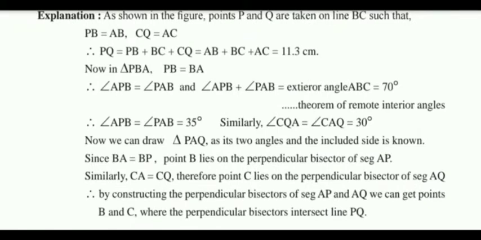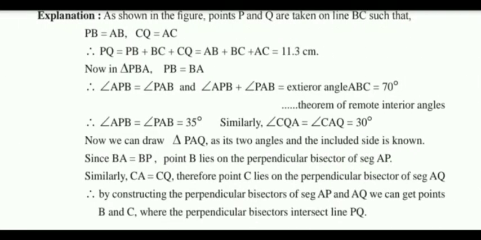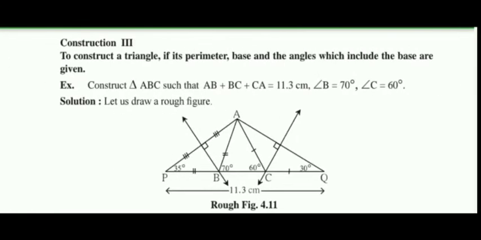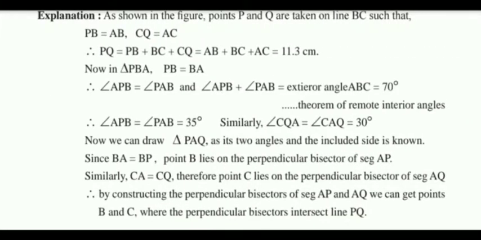Now in triangle PBA, PB is equal to BA. Here you can see PB is equal to BA. Therefore angle APB is equal to angle PAB, and angle APB plus angle PAB is equal to exterior angle ABC, which is equal to 70 degree. This is the theorem of remote interior angles. Therefore angle APB is equal to angle PAB is equal to 35 degree.